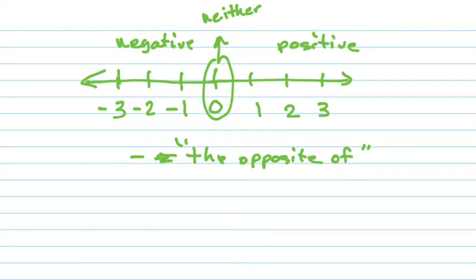Now I want you to notice that as the numbers get bigger on the left-hand side, they're getting more negative. In other words, smaller. Even though the numerical value is getting bigger, because it's negative, that means it's really getting smaller. So if I had negative 24 and negative 3, which one's actually smaller? Negative 24. As the number gets bigger, you're actually getting smaller.